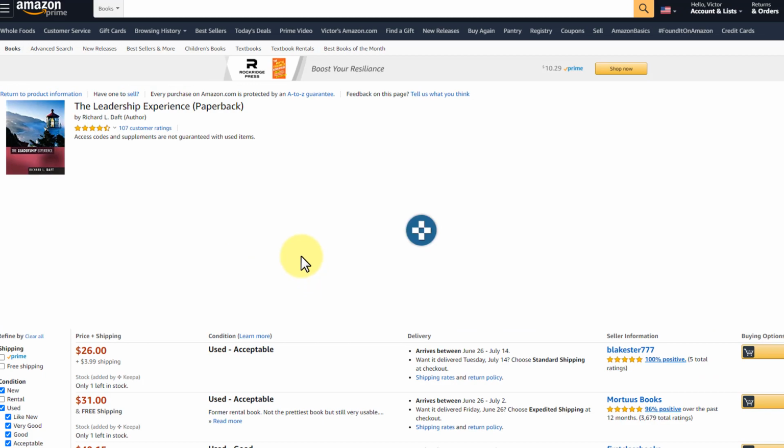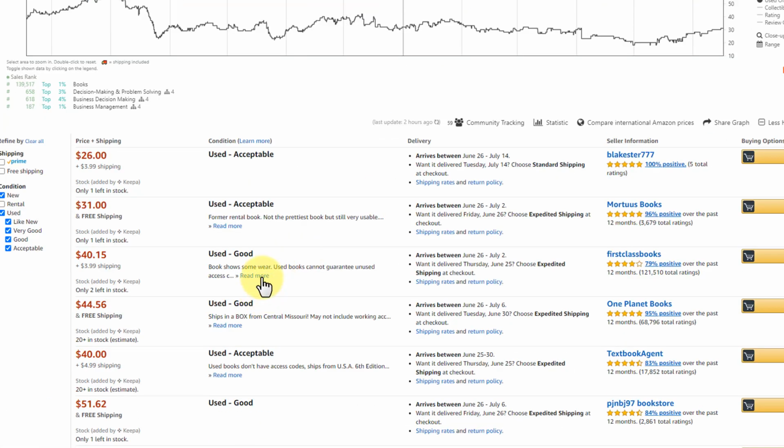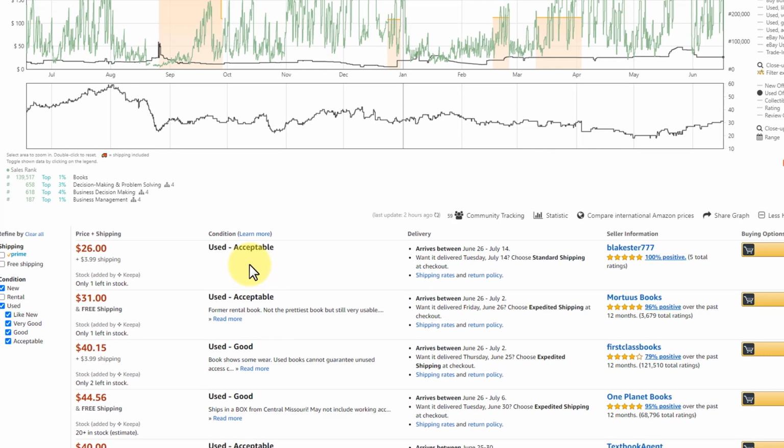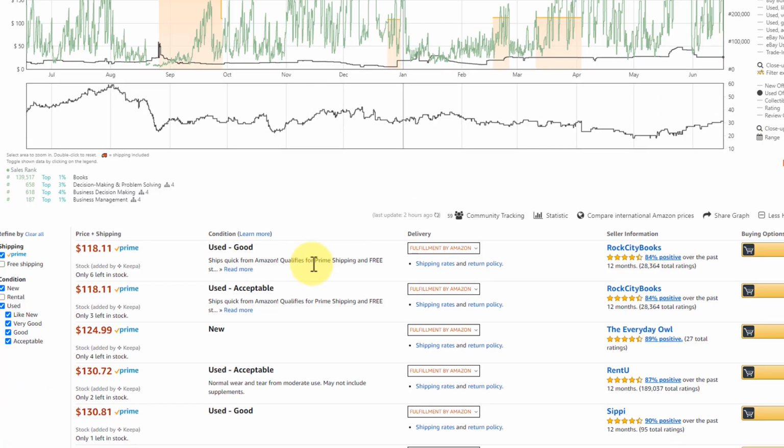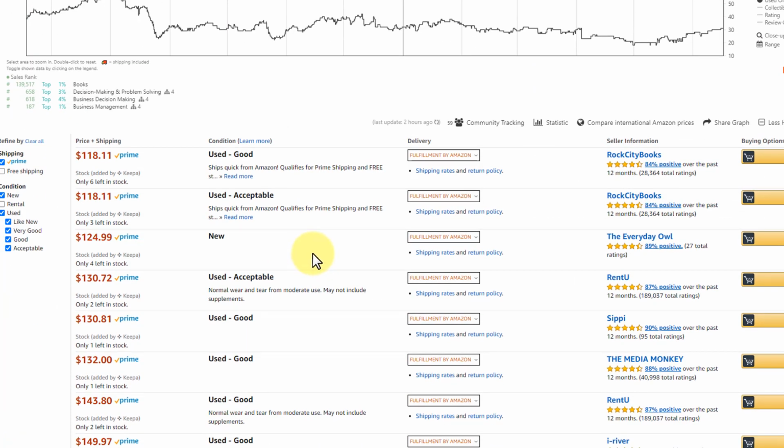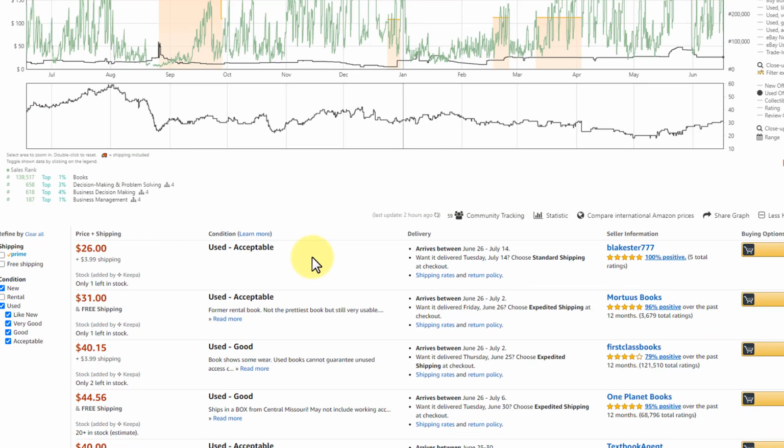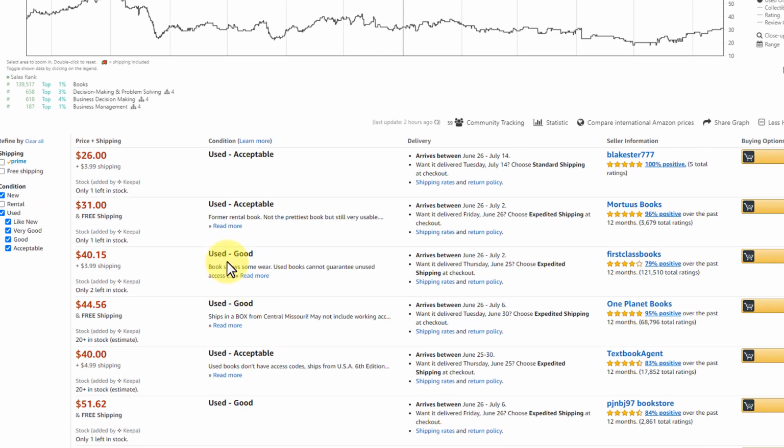So let's see, we can buy an acceptable copy for $26, $3.99 shipping. And what's the lowest? Wow, the lowest FBA is $118. So this is a good example where you could be profitable and buy the good condition. I certainly though would prefer to buy this copy in acceptable condition because it is so much cheaper.